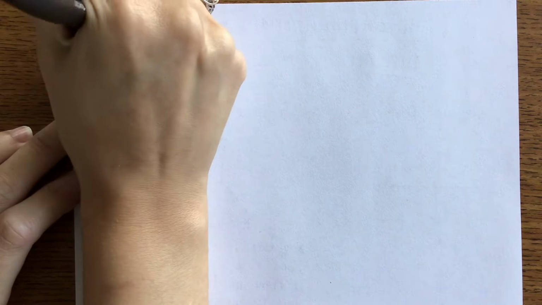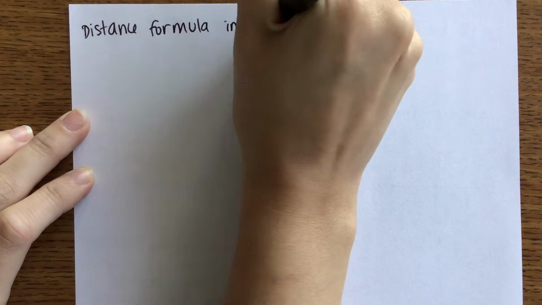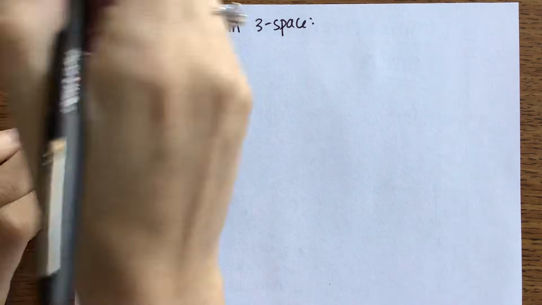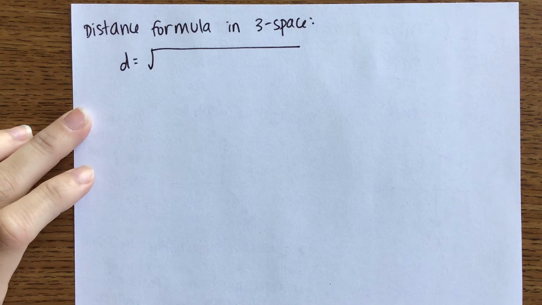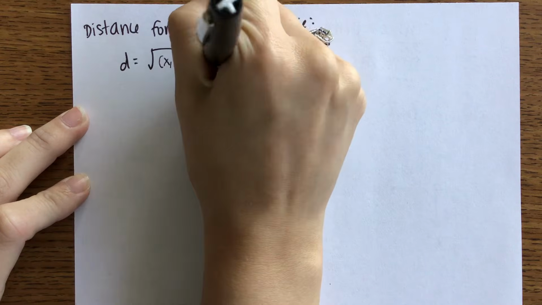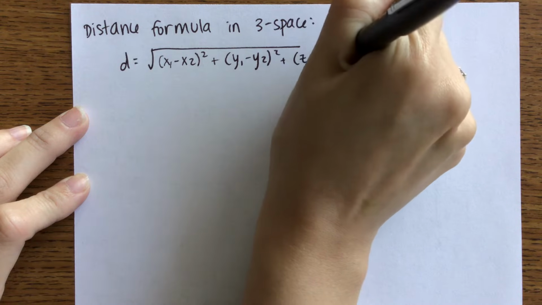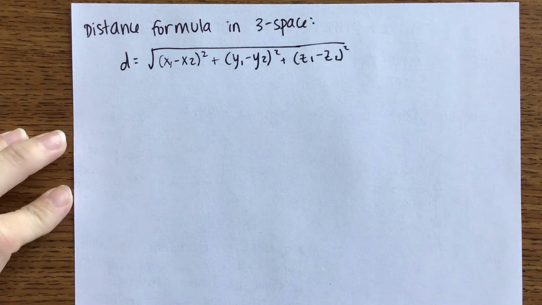Next thing that we need to talk about is the distance formula in 3 space. Distance formula in 3 space is almost exactly the same as the distance formula in 2 space. So it's going to be like the Pythagorean theorem, but you're going to have a third element as well. You're going to subtract your x's, square it, subtract the y's, square it, subtract the z's, and square it. And that should make sense.